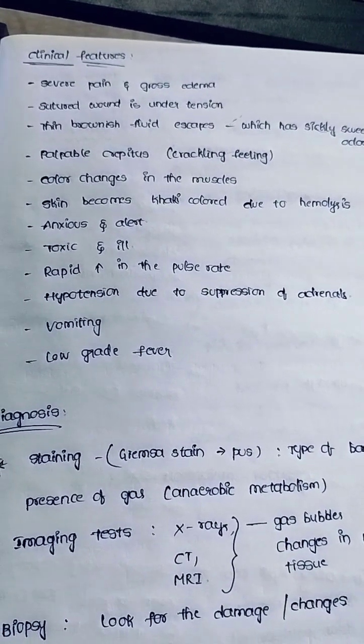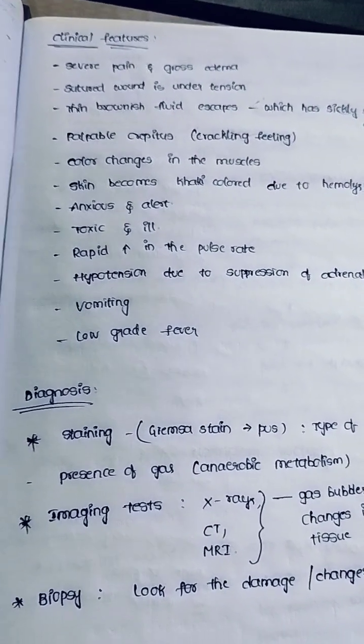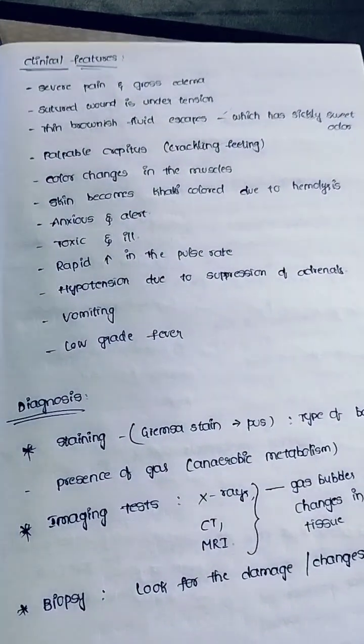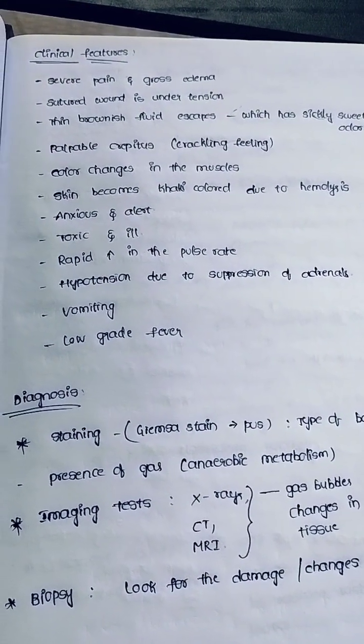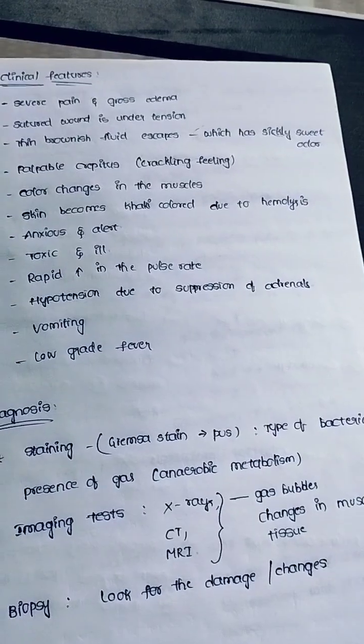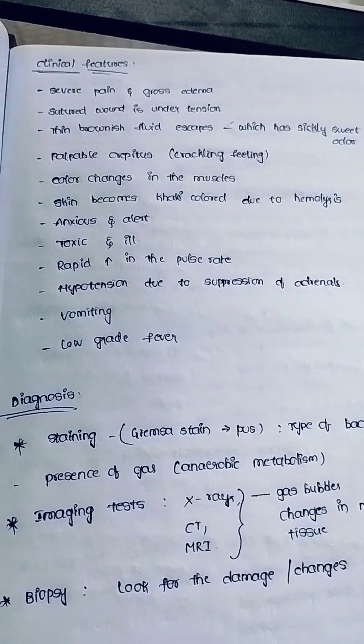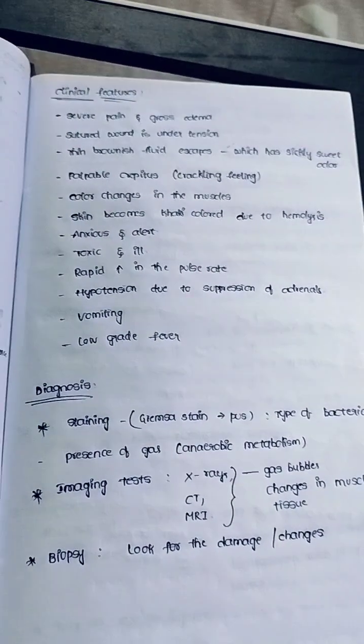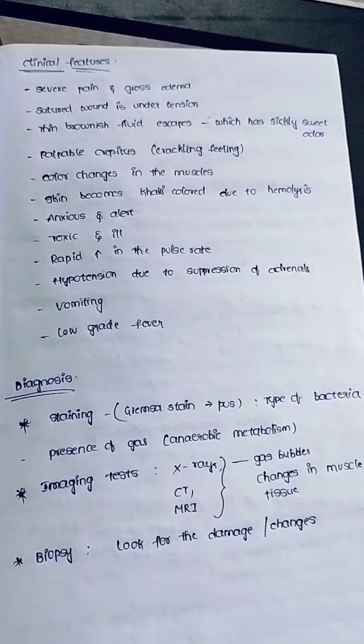Due to the hemolysis, the patient is anxious and alert, toxic and ill, with a rapid increase in pulse rate and hypotension due to suppression of the adrenals, and vomiting and low grade fever. These are all clinical features of gas gangrene.